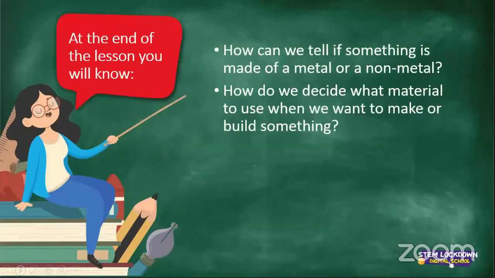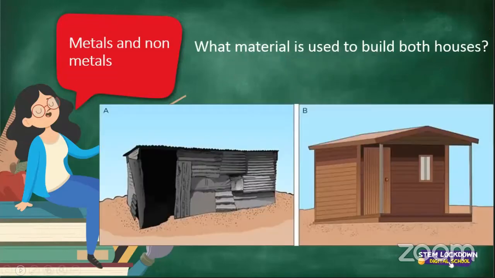By the end of this lesson, you'll be able to know more about what a metal is or a non-metal and how you can decide what materials to use when you want to make or build something. You need to know basically what metals and non-metals are because we need them to build or make things, and we need to know what to use. So it's important to learn about metals and non-metals.